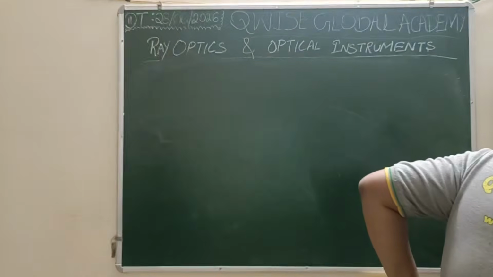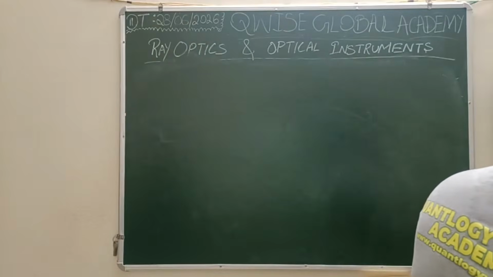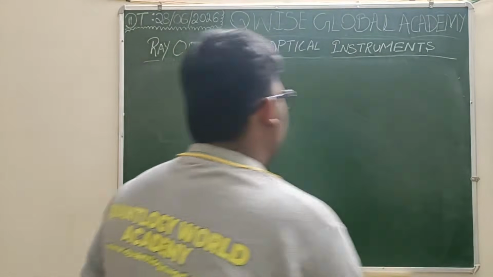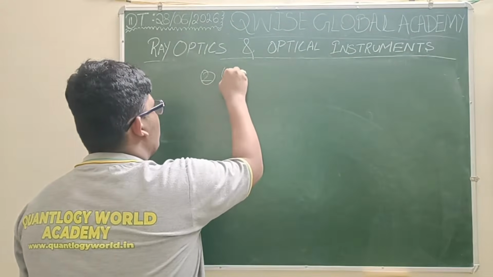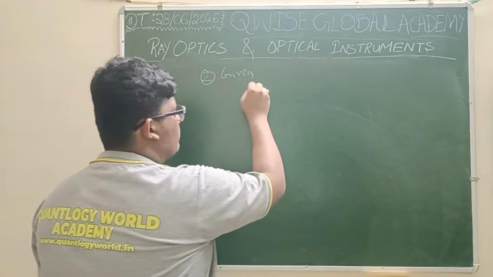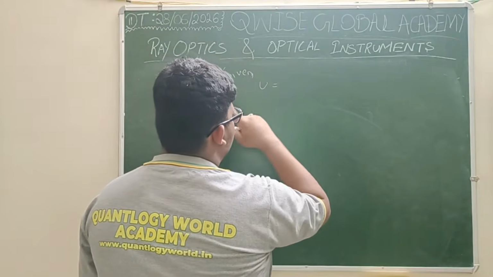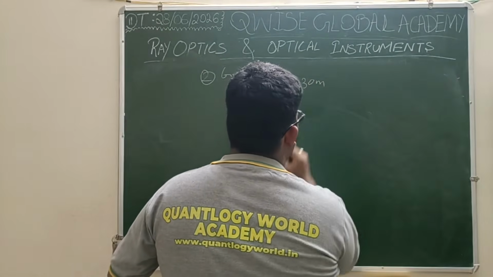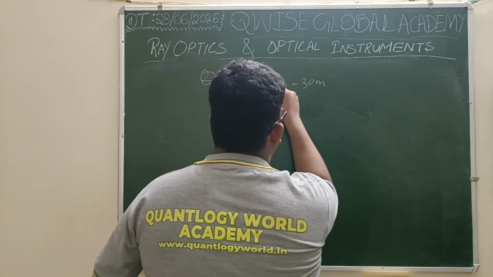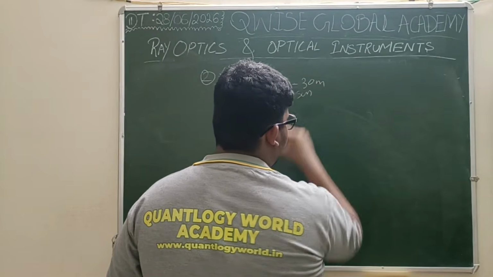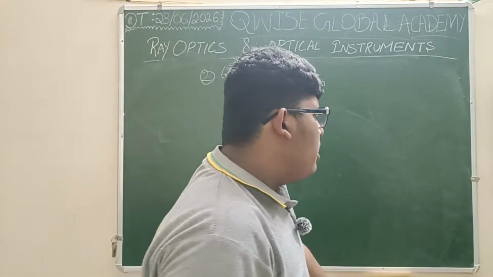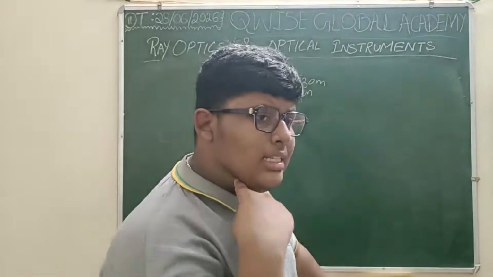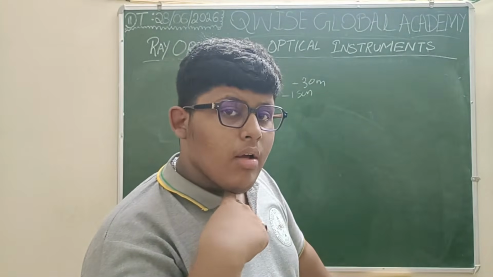Next question. Question number 2. Given object distance is minus 30 cm, focal length minus 15 cm. So what we have to find? We have to find the image distance and the magnification.